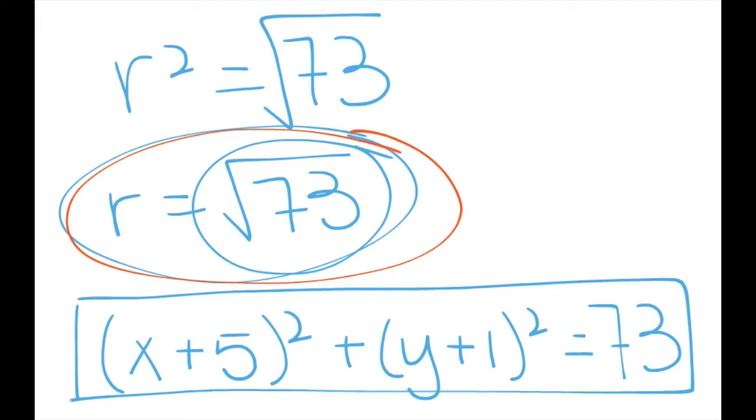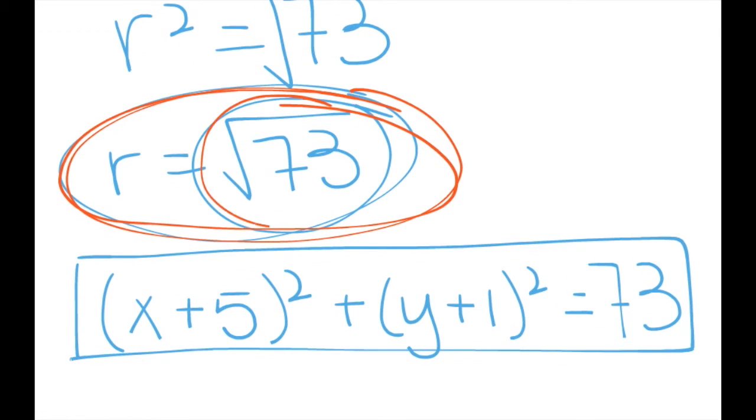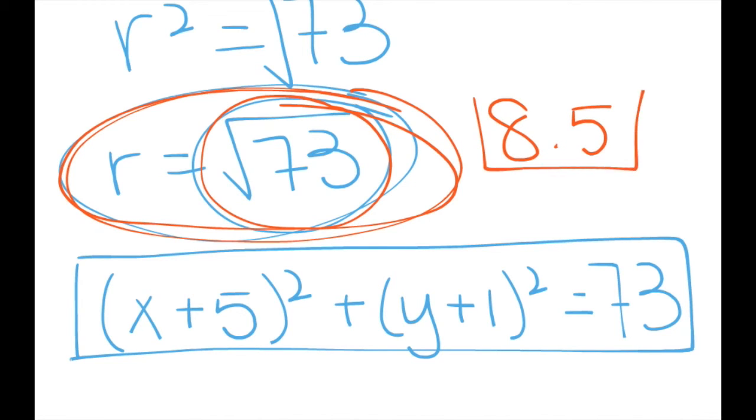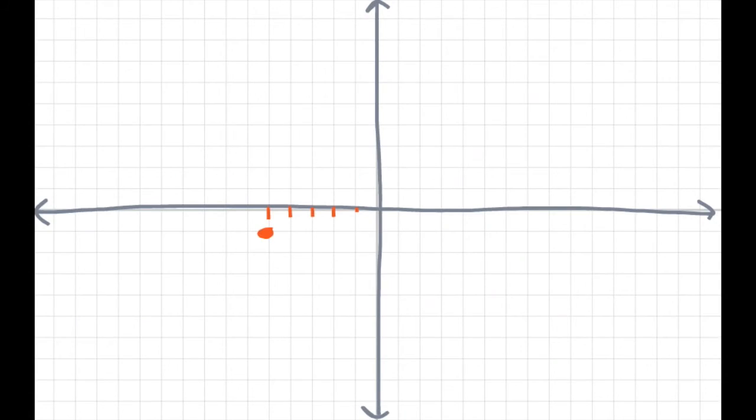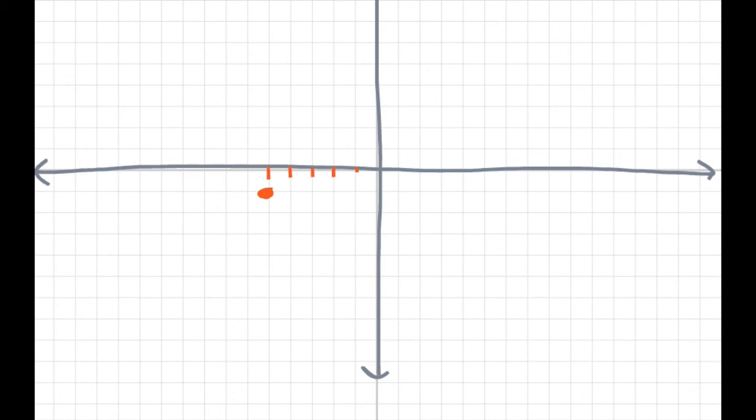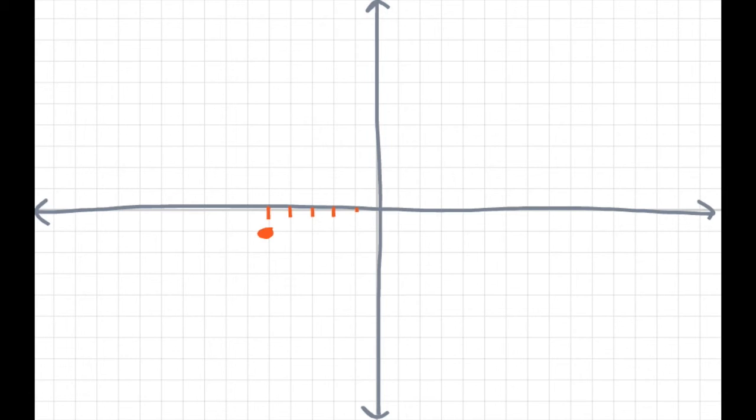Now we're going to plot the radius. Notice how this radius is a radical, so we're going to have to approximate it. If you plug this number into your calculator and round it to the tenth, you're going to get 8.5. This is the number that we're going to be using to plot the radius. So from here, we're going to count up 8.5. So we're going to go 1, 2, 3, 4, 5, 6, 7, 8.5. So this right here is approximately where the radius is.